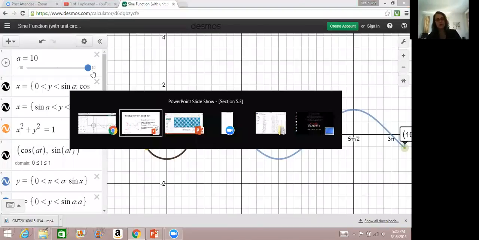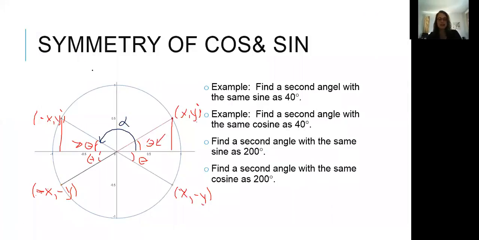Now remember that the sine of an angle is related to the y-coordinate, and the cosine of the angle is related to the x-coordinate. So in the first quadrant, where both x and y values are positive, both sine and cosine will be positive. In the second quadrant, where our x values are negative and our y values are positive, the sines of the angles will be positive and the cosines will be negative. And we can continue that pattern all the way around.